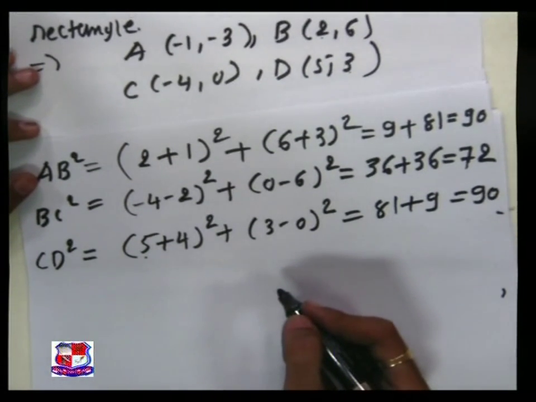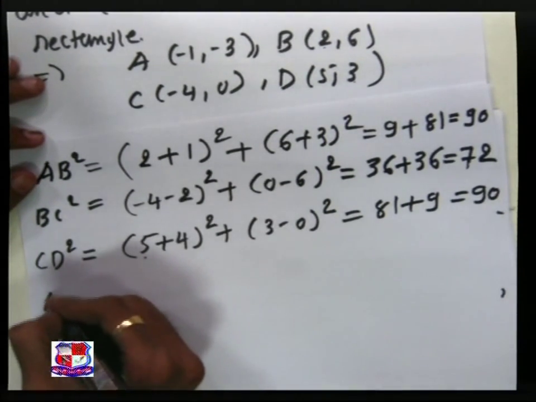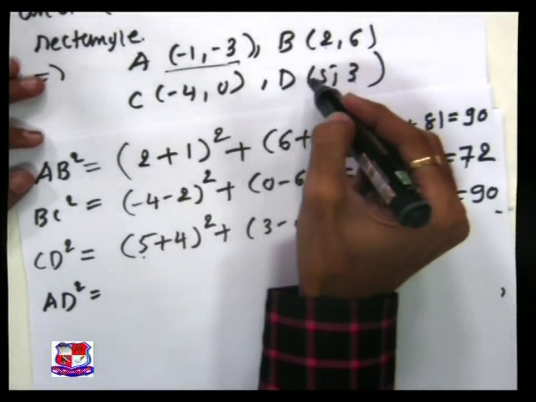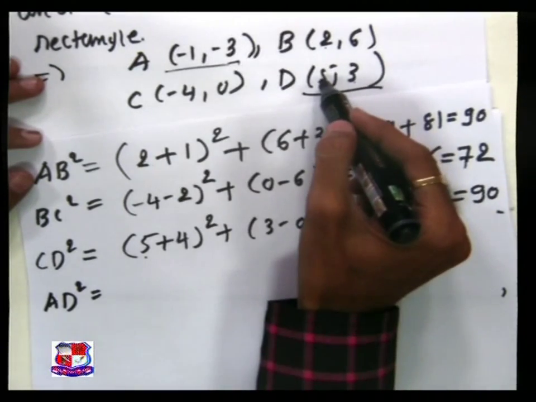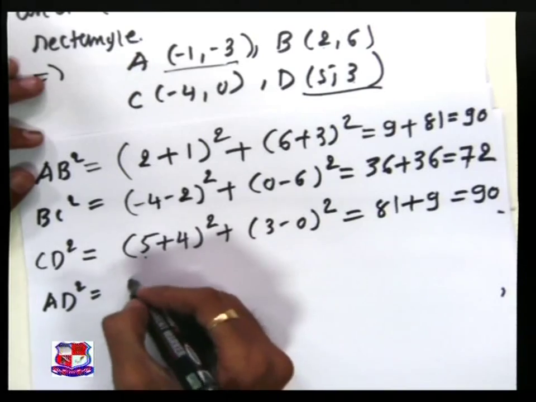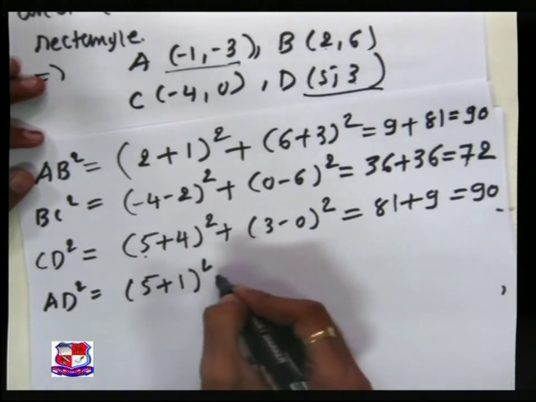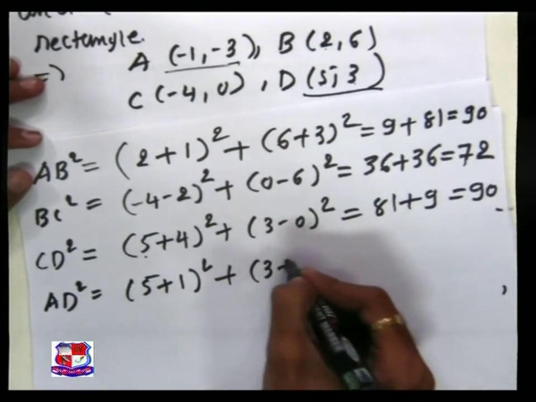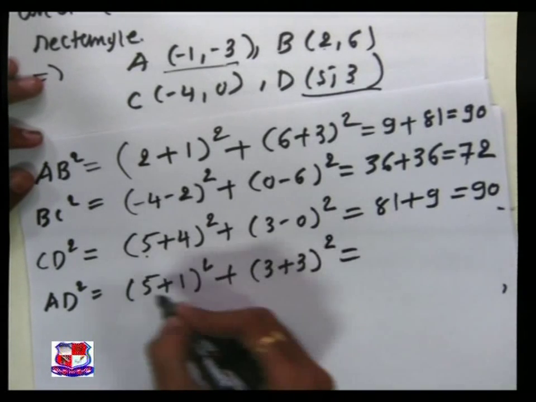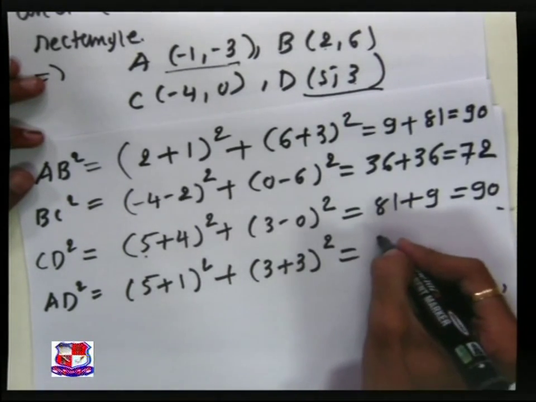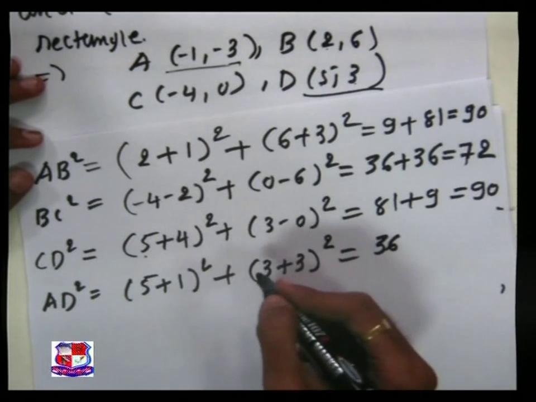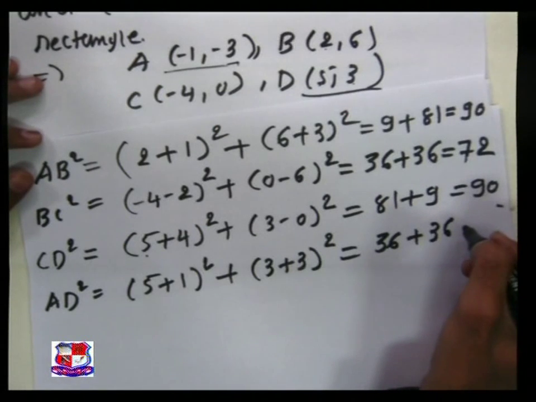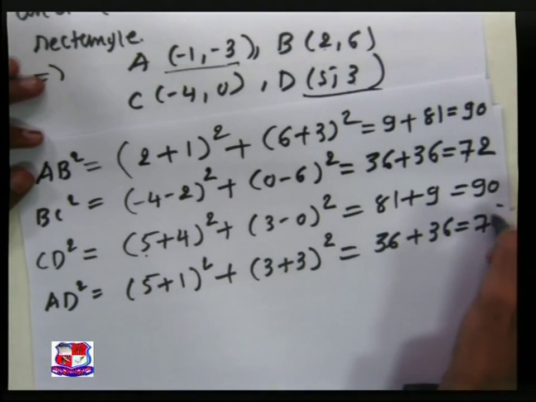And in the last, we will find the distance between A and D. So if we find AD square, here A and D, that is equal to (5 minus -1), that is 5 plus 1 whole square, plus (3 minus -3), that is equal to 3 plus 3 whole square. So 5 plus 1, that is equal to 6, and 6 square, that is equal to 36, and 3 plus 3, that is 6, and 6 square is equal to 36. So that is 72.